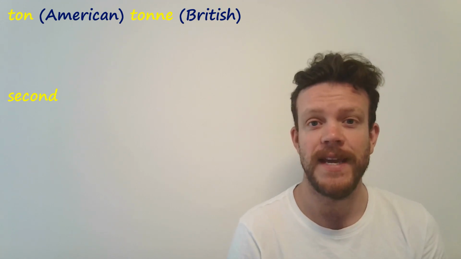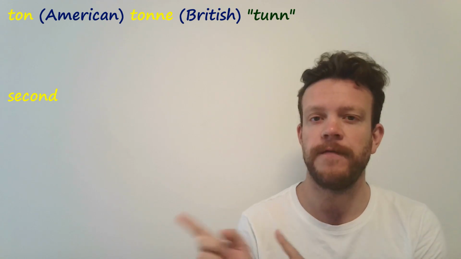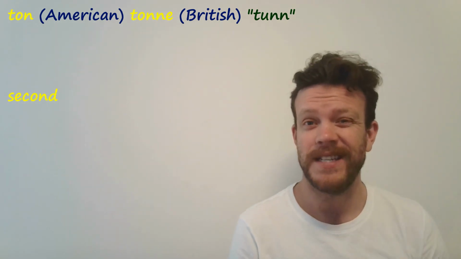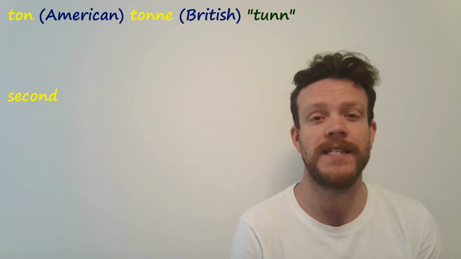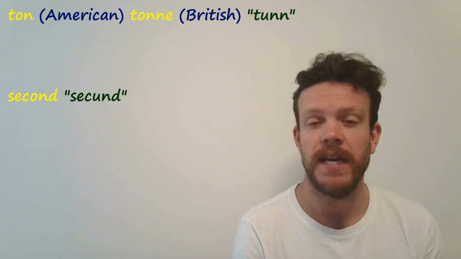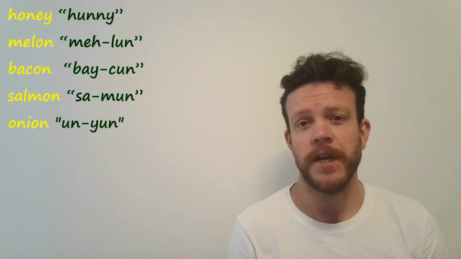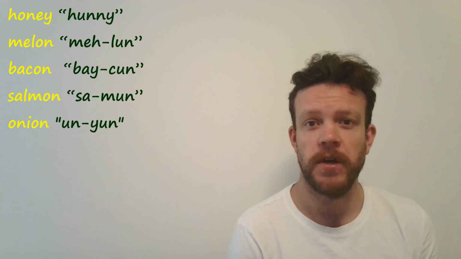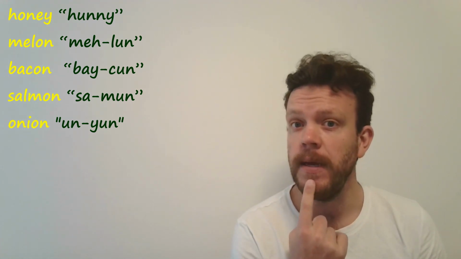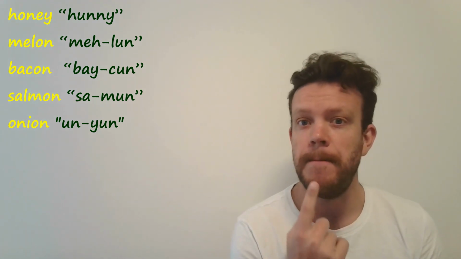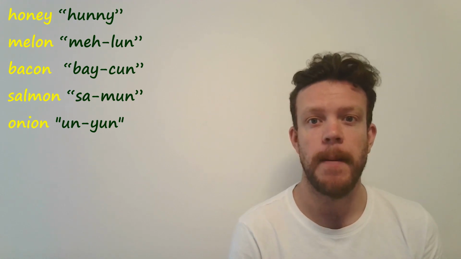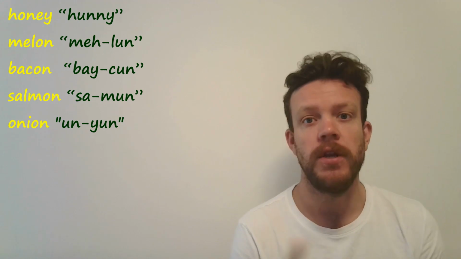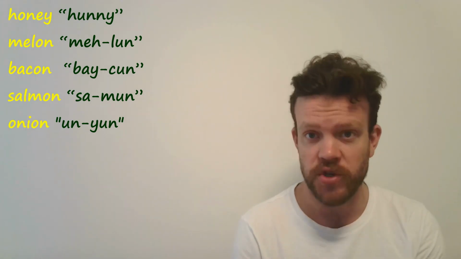And then a couple of units which might help you. 1,000 kilograms is a ton. Different spellings in British and American English. Also, there aren't 60 seconds, there are 60 seconds in a minute. And then I've got a couple of foods which have the same pronunciation sound. So we say honey, we say melon, we say bacon, and we say salmon, not salmon, etc.